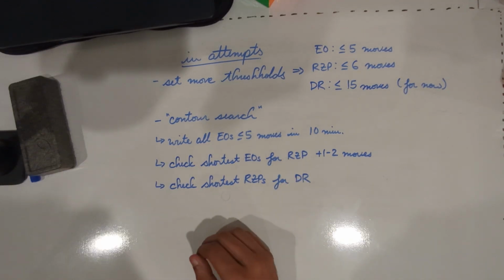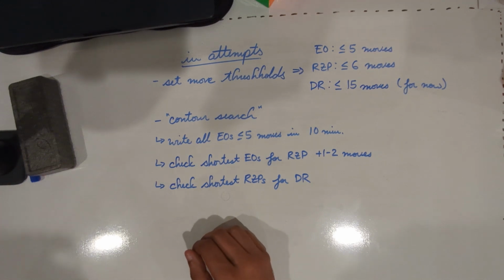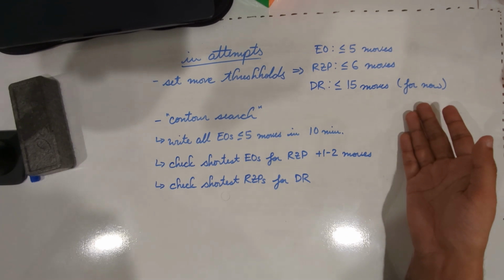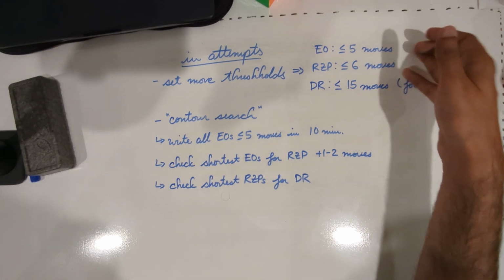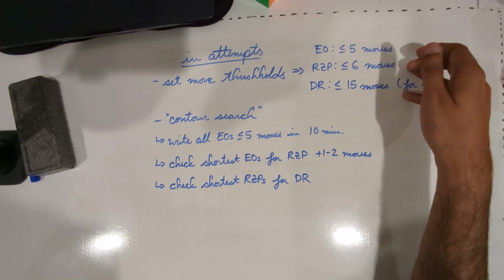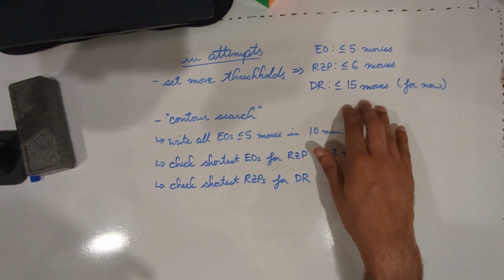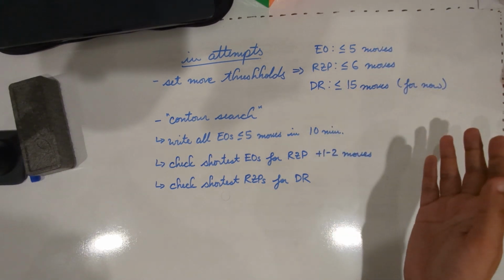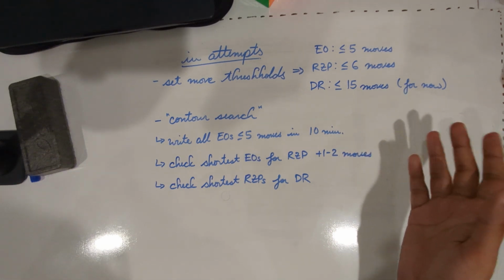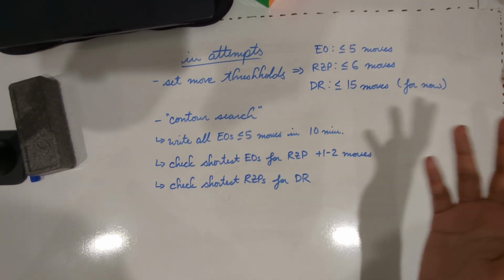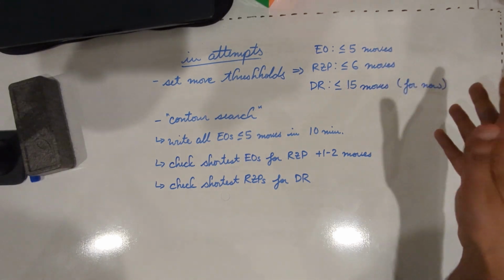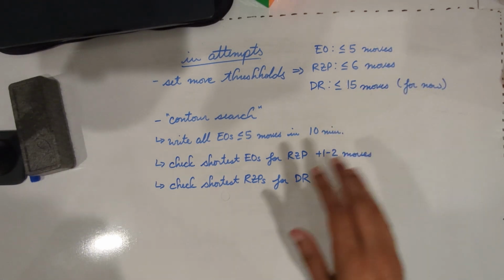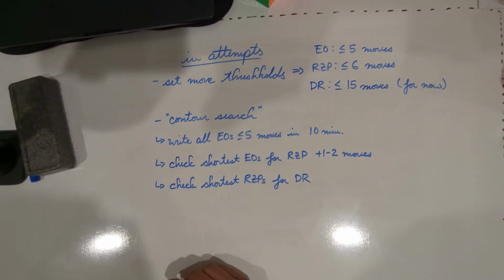When you do start doing attempts, either official or unofficial, it's helpful to have a rough move count target for each step. I would suggest the following when you're starting out. Less than 5 moves for EO, 6 or less moves for RZP, and 15 or less moves for DR. This prevents you from wasting way too much time on RZP, which sometimes you can do in 4 moves, sometimes you can do in 3 moves, but this way if you just keep it to 1 or 2 moves, then it will be a lot easier for you to check the various RZPs.